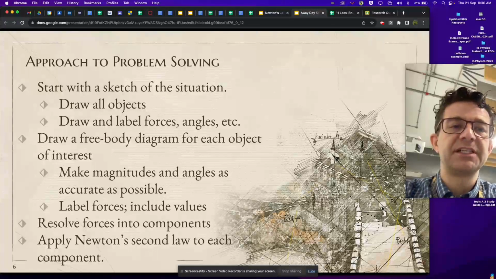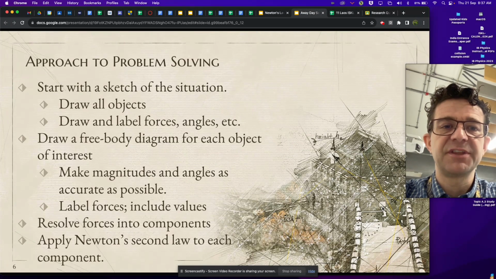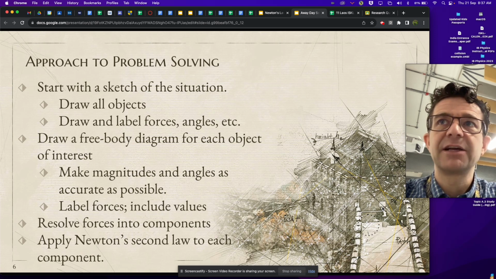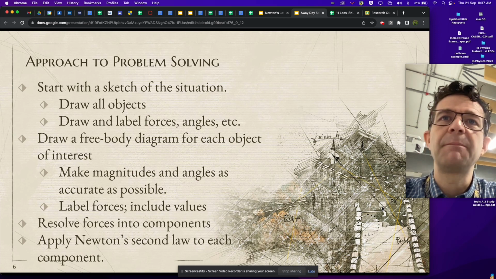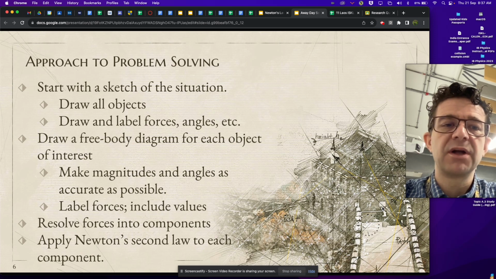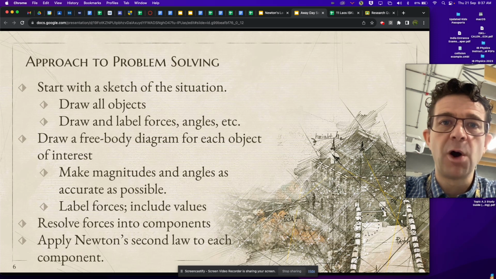The approach that we're going to take to problem solving here, and you'll see this in a couple of examples, is we're going to start with a sketch of the situation where we draw things, right? Where we take a look at what we see here, and then we'll label the forces, the angles. You want a picture to be working with. Then you'll want to make a free body diagram for each object of interest. In our case, for today, we're only going to be looking at individual objects, so we just have one object involved.